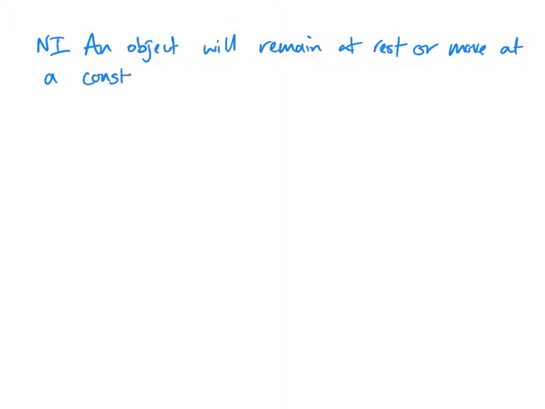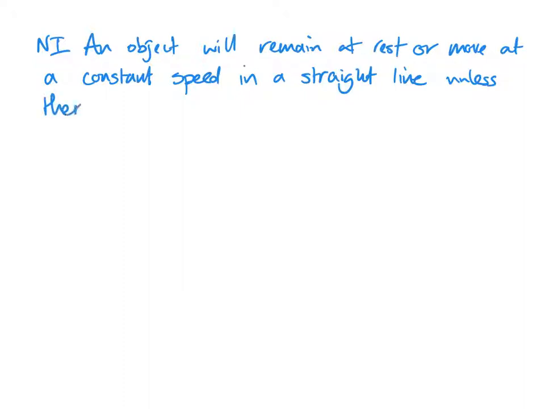But just to remind us, any object will remain at rest or move at a constant speed in a straight line. We could have just written a constant velocity, because that includes the idea of constant speed and a straight line, unless there's an unbalanced force acting on it.